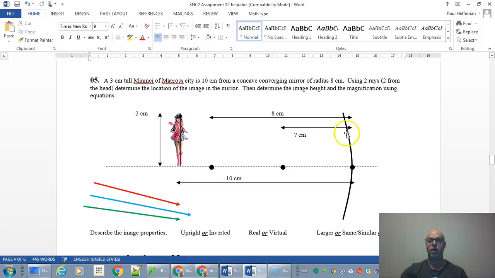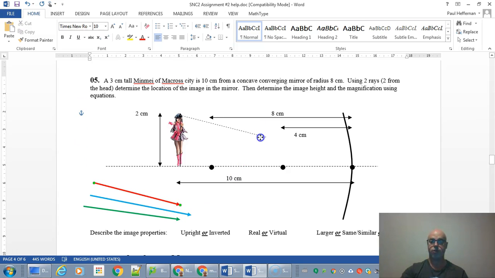And this mirror has a radius of 8 centimeters. Okay. So what you should know, if it's a circular mirror, then the focal length will be exactly 1/2 the radius. So that's going to be a 4 centimeter focal length. And to find the location of the image, you only need 2 rays. I'll do all 3, but you only need 2.